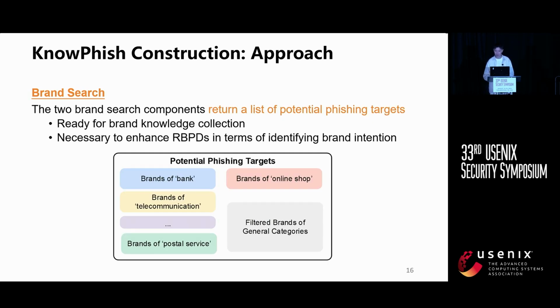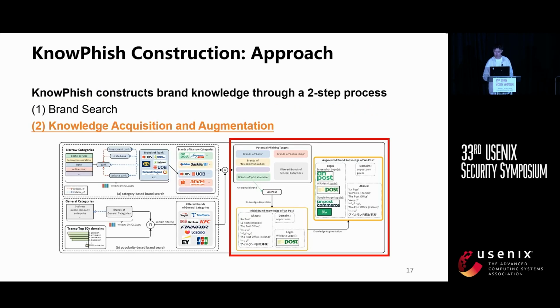These two search algorithms eventually lead to a comprehensive list of potential phishing targets worldwide. We would then construct brand knowledge based on the set of identified brands, which goes to the second part of our KnowPhish construction, knowledge acquisition and augmentation.